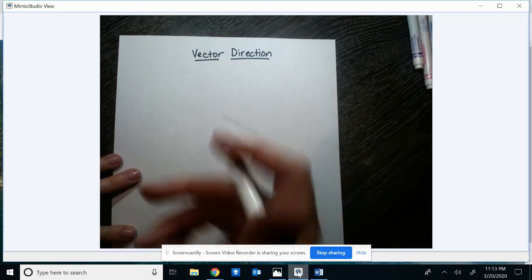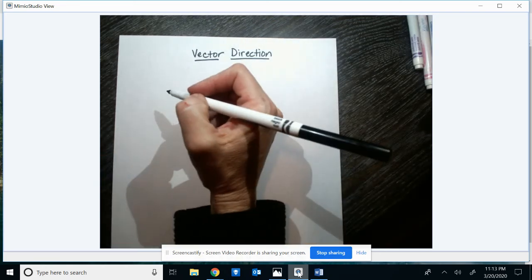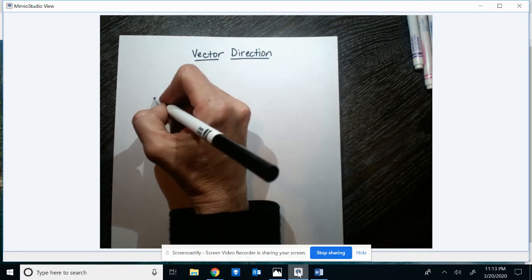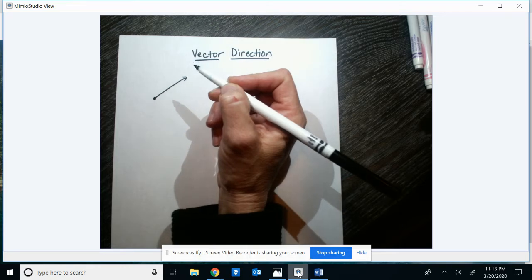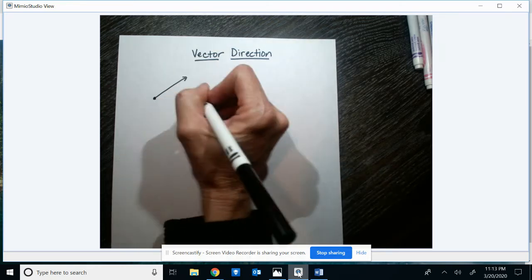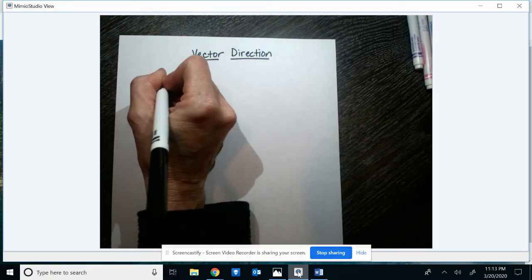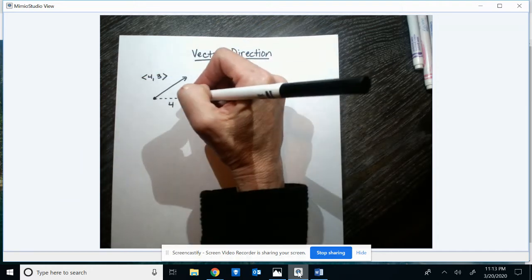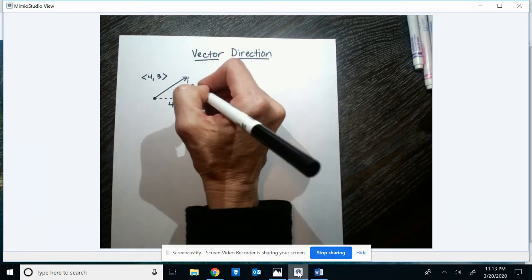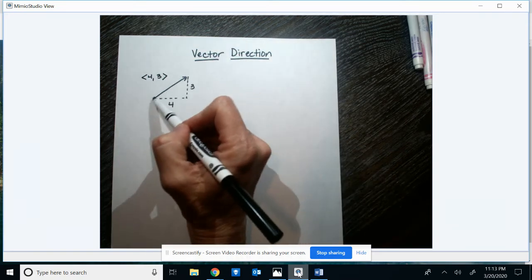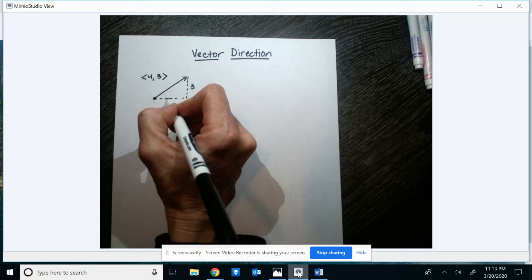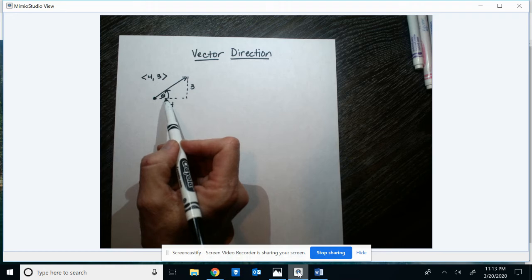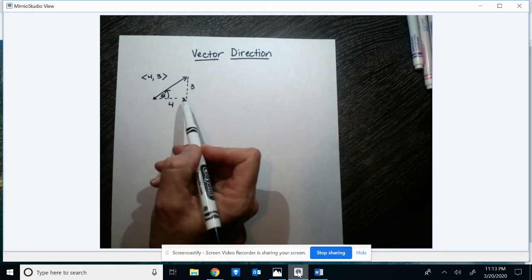Okay, so we're going to find the vector direction. If we're given any vector, like let's say I have a vector that starts here, ends here, and its components are 4, 3. What that means is its horizontal distance is 4, its vertical distance to the end is 3, and I'm trying to find the direction, the angle theta for this given vector off the positive x-axis.